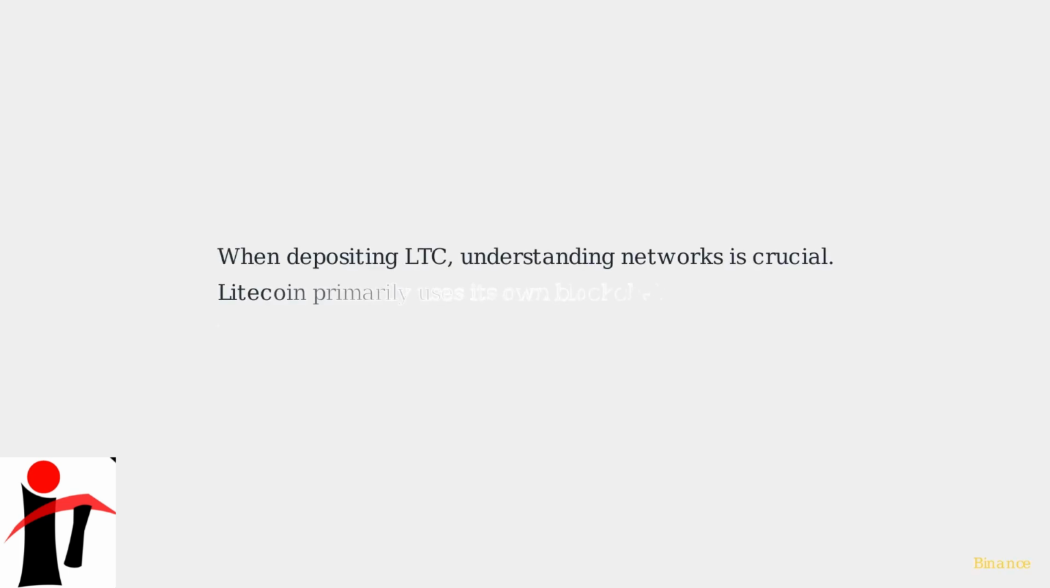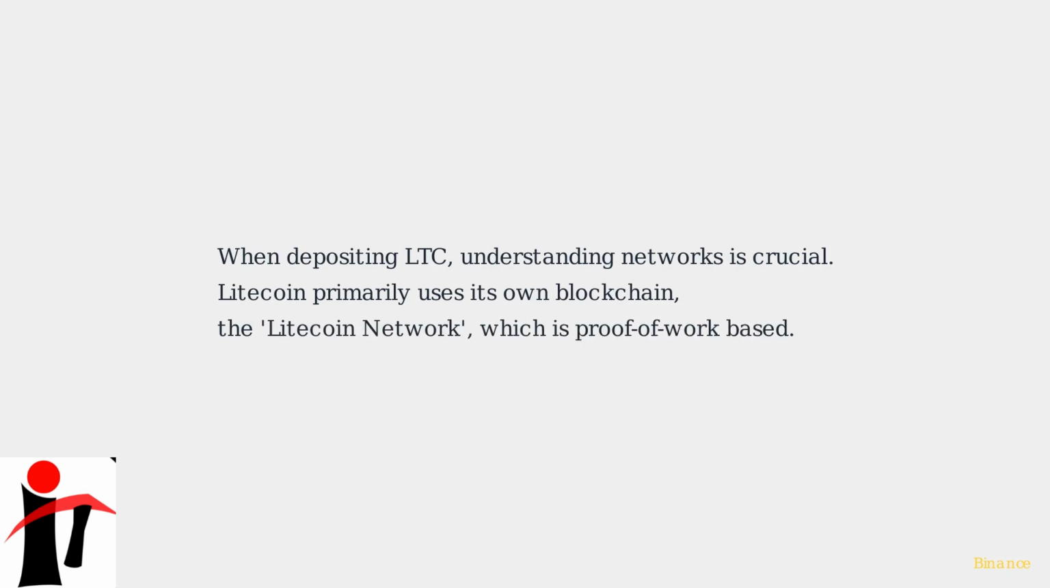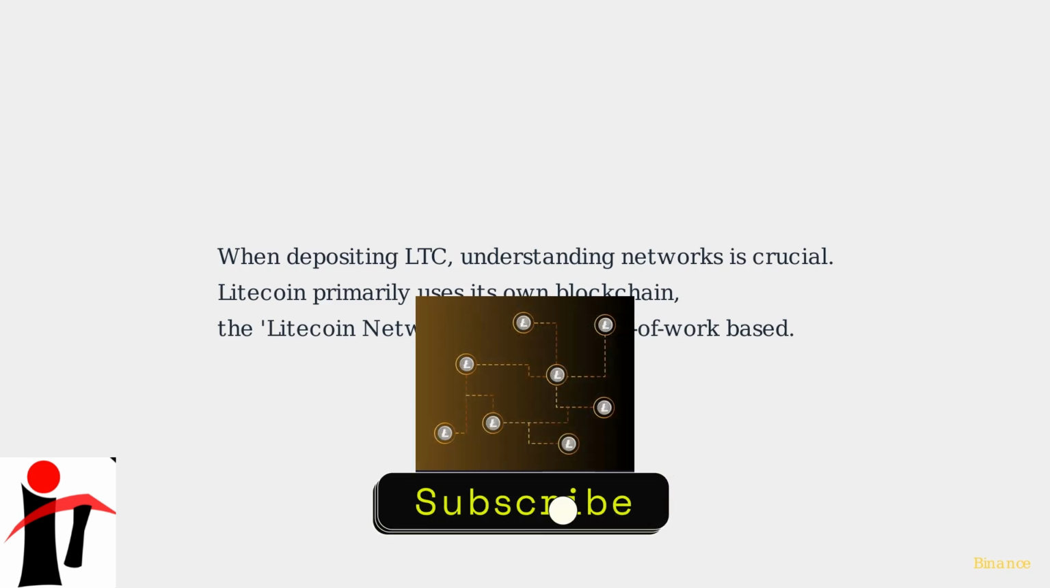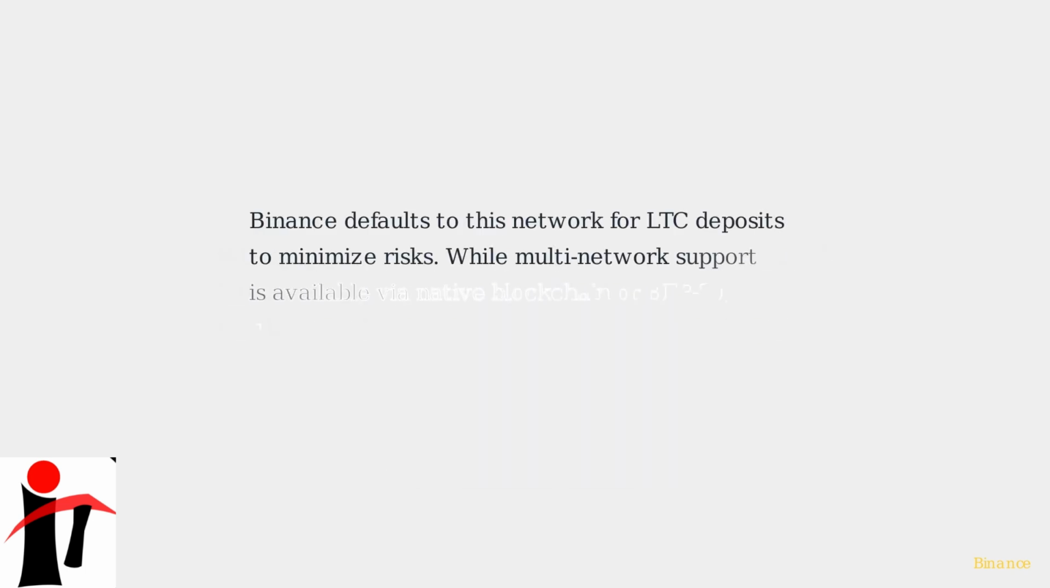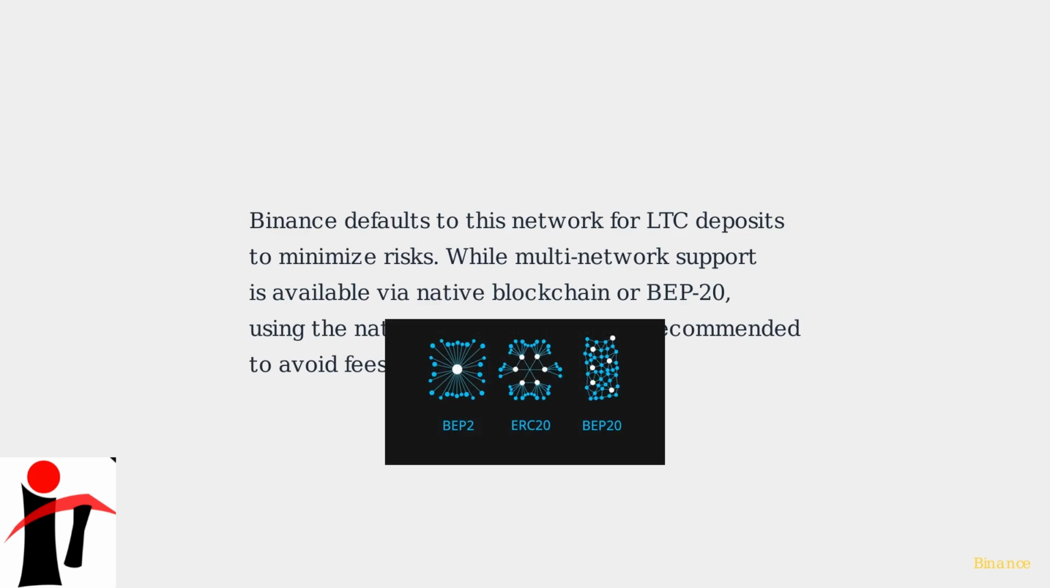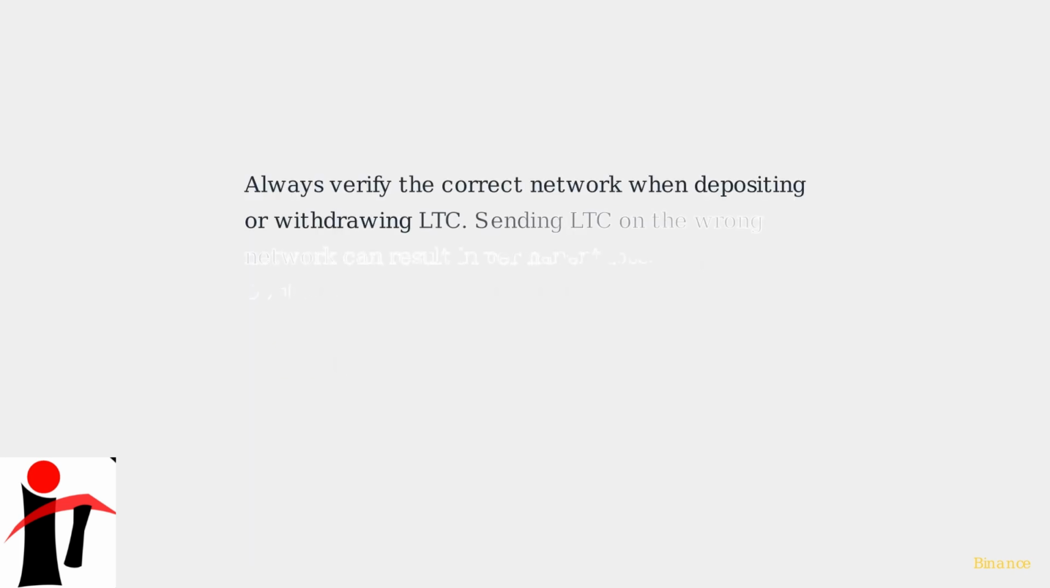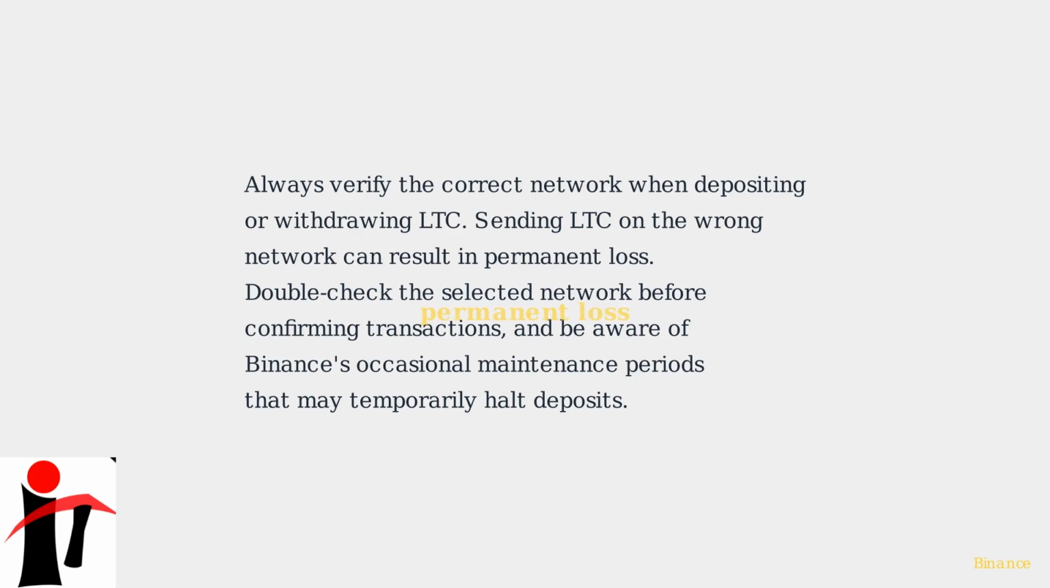Remember, security is paramount. When depositing LTC, understanding networks is crucial. Litecoin primarily uses its own blockchain, the Litecoin network, which is proof-of-work based. Binance defaults to this network for LTC deposits to minimize risks. While multi-network support is available via native blockchain or BEP20, using the native Litecoin network is recommended to avoid fees and complications. Always verify the correct network when depositing or withdrawing LTC.